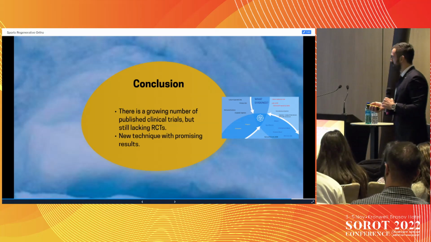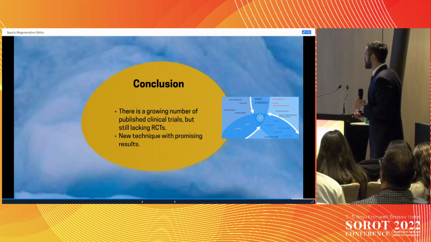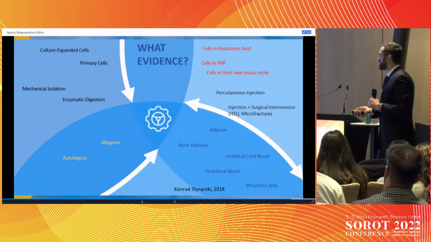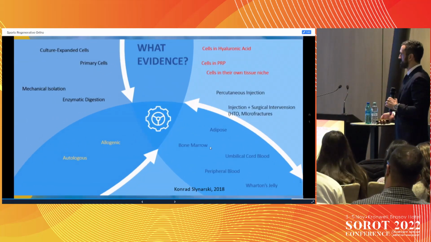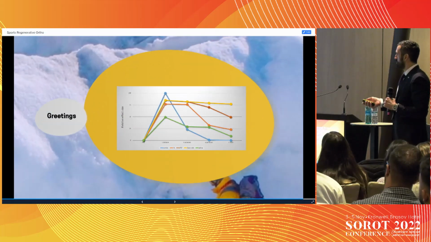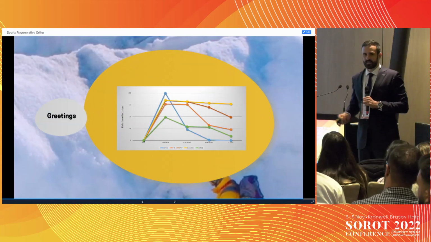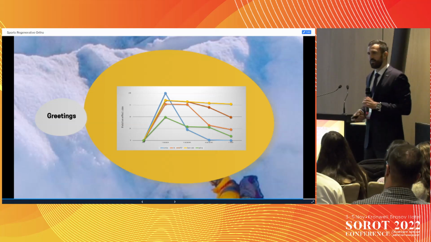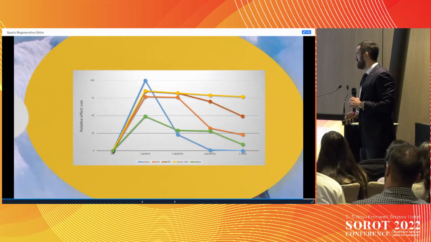In conclusion, there is a growing number of published clinical trials, but still lacking RCTs. It's a new technique with promising results with many factors included. Once again, whatever you inject into the knee, you will get some benefit. But it looks like stem cells and PRP are leading in the field.